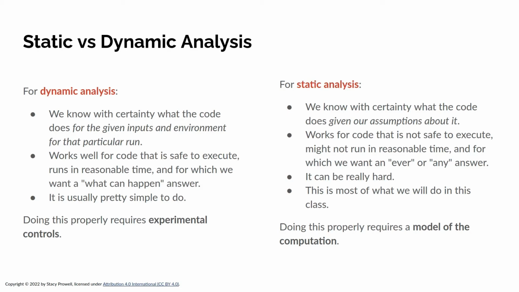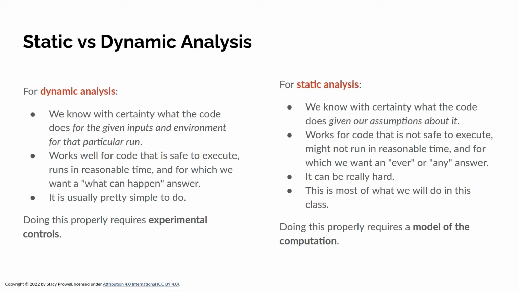For static analysis, now we can know something pretty powerful. We can know what the code does given our assumptions about it. And we can do this for code that's not safe to execute and that may not run in a reasonable time. And again, for which we want an answer like, does it ever give this output? Okay, so those are the kinds of things we can do. Static analysis can be really, really hard. And we'll talk about just how hard it is later on. And most of what we'll do in this class could be categorized as static analysis. We do a lot of static analysis.